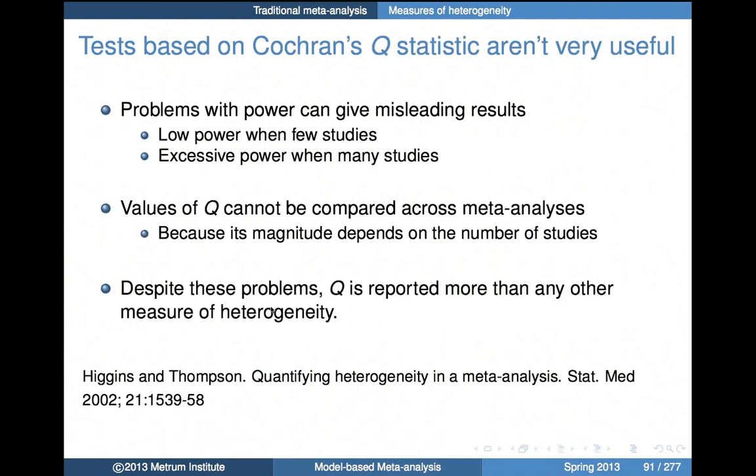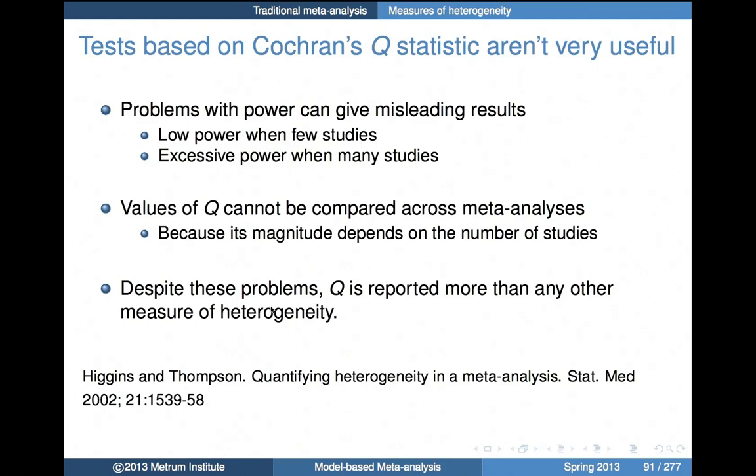The problem is that those tests aren't useful, and in fact the Q statistic itself isn't particularly useful outside the context of the meta-analysis that you're performing. So the test isn't useful because when you have a small number of studies, that test actually has very low power. So if there's heterogeneity, you'll be unlikely to detect it when it exists.